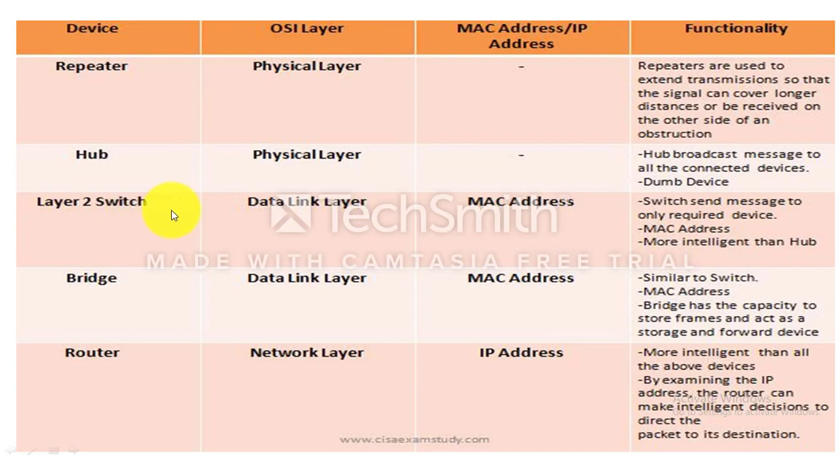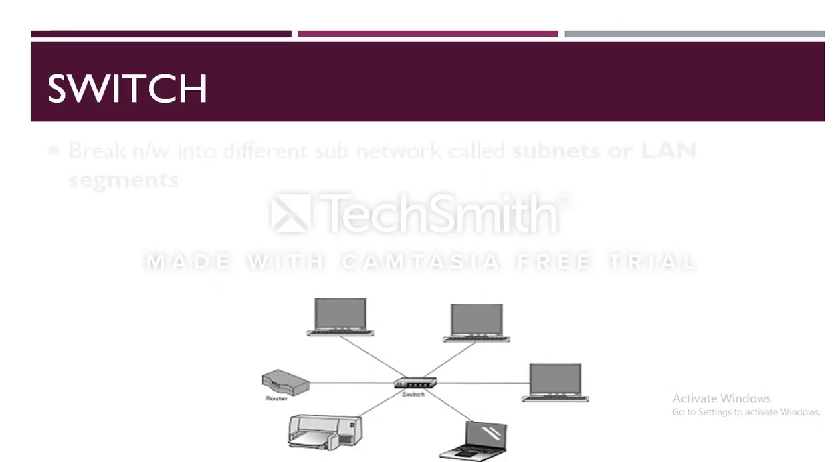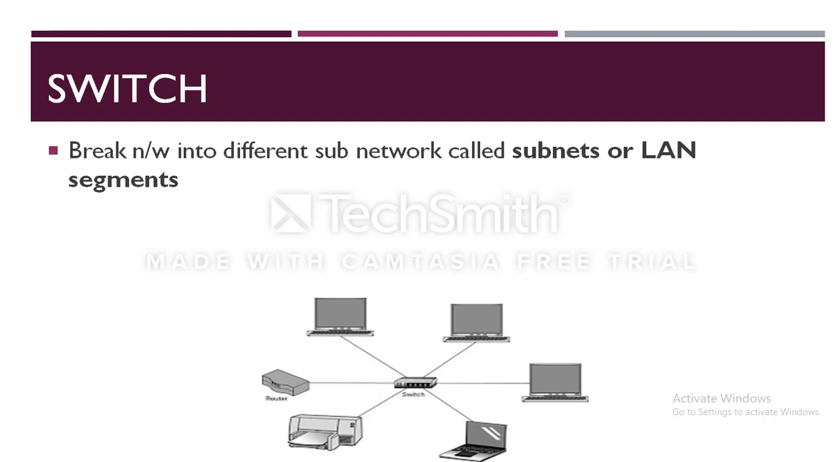Now, let us learn about switch. Switch is at data link layer, thus uses MAC address. Switch sends messages to only the required device using MAC addresses. Therefore, it is more intelligent than hub. A switch is a device that is used to break a network into different subnetworks called subnets or LAN segments. This prevents traffic overloading on the network.